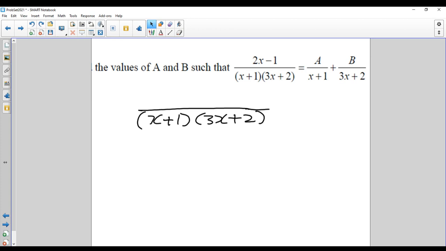So it's going to be A times the 3x plus 2 plus, because it's a plus. What do I multiply the 3x plus 2 by that gives me this denominator, x plus 1 times 3x plus 2? Times the x plus 1. So it's going to be B times the x plus 1.